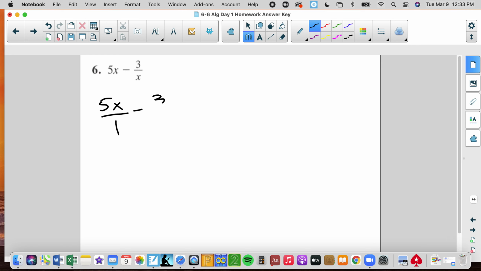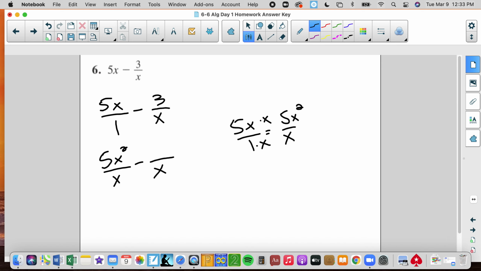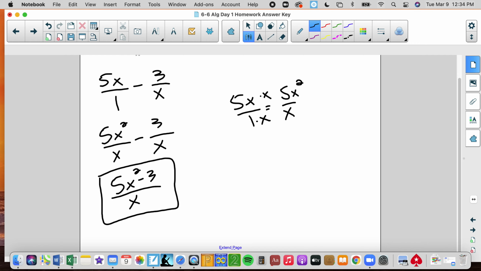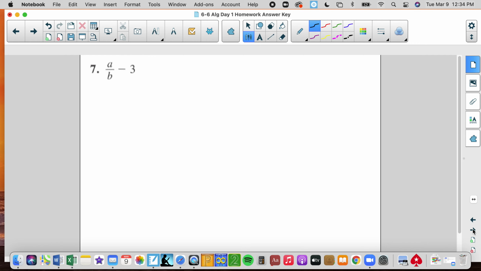5x over 1 minus 3 over x, my common denominator is going to be x. We have to convert it. 5x over 1 equals what over x? We're going to multiply by x. We get 5x squared as its equivalent fraction. And now we're going to, again, put it all over x. 5x squared minus 3 cannot be factored. So we just leave it like that. Can't wait until we can find a common factor.